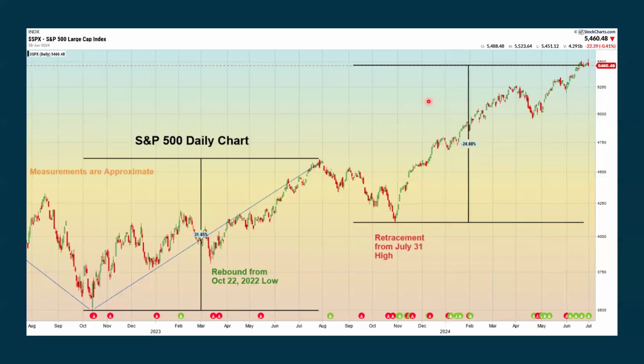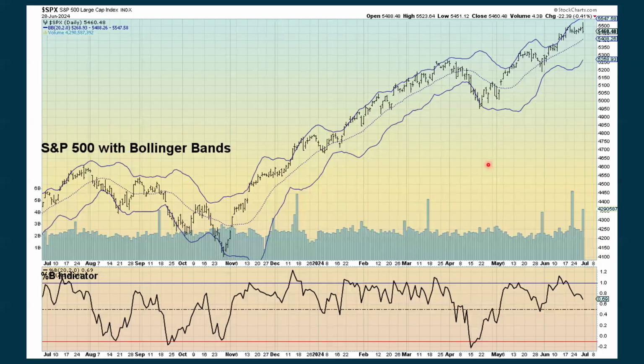Then we're measuring from the October 2023 low and where we closed on Friday. We're up about 24.88% from that. Now, I measure this myself, so it might be a little bit different, but that's a pretty substantial gain since those October lows.